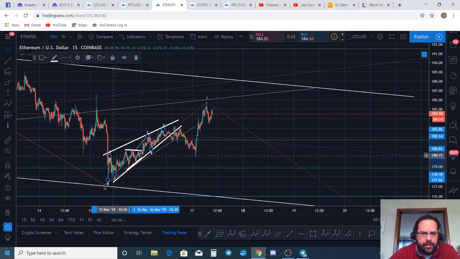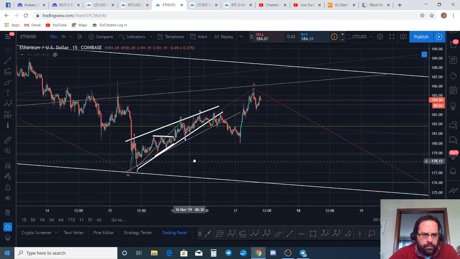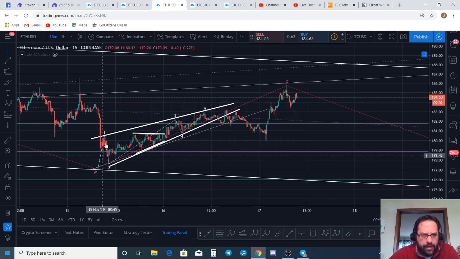It just violates too many rules of the leading diagonal, particularly that the 1-wave is generally larger than any of the other waves. And the other problem I see is I don't have 3 waves here in the first wave.